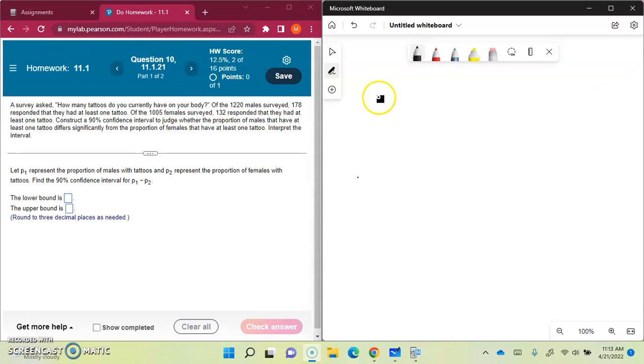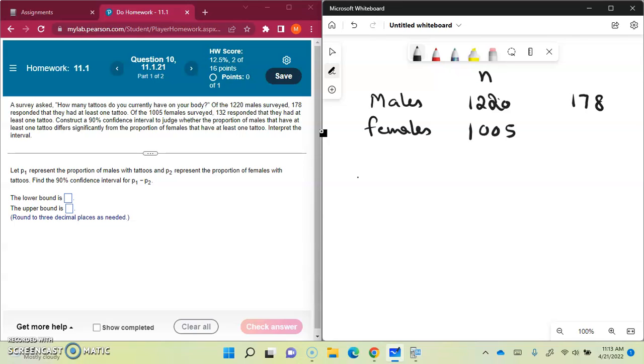Interpret the interval. Okay. So there are males and there are females, two different sets of the test, right? So total 1220 males were surveyed, and out of those 178 said they have a tattoo, and total 1005 females were surveyed. So these are n values, these are x values, and out of those 132 responded that they have some kind of tattoo. The question is to construct a 90% confidence interval to judge whether the proportion of males who have at least one tattoo differs significantly.